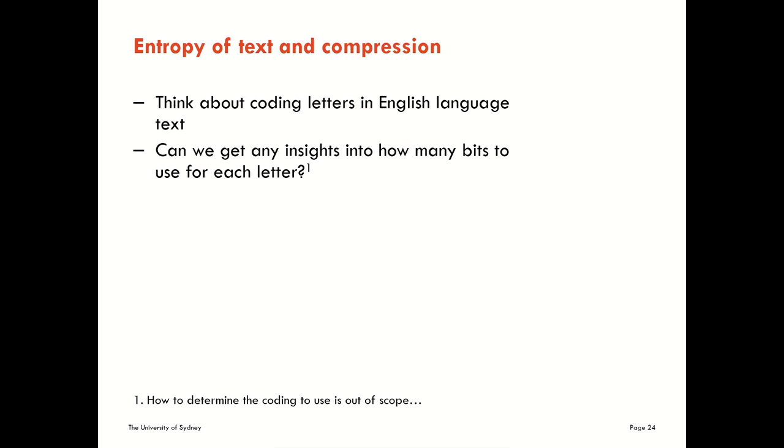Let's have a look at one more example, which is thinking about encoding letters in English language text. So we ask the question, can we get any insight into how many bits to use for each letter? Now I've put a footnote here to say determining the coding is effectively out of scope for us. I've just told you a little bit about that with Huffman code, but that's as far as we'll go on that. But let's see, can we get any insights on how many bits to use for each letter?